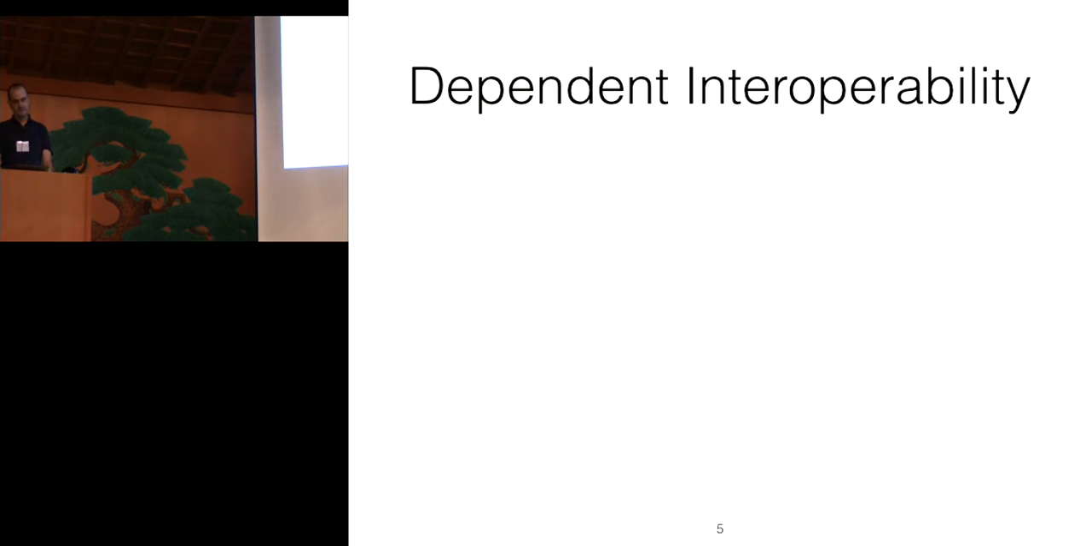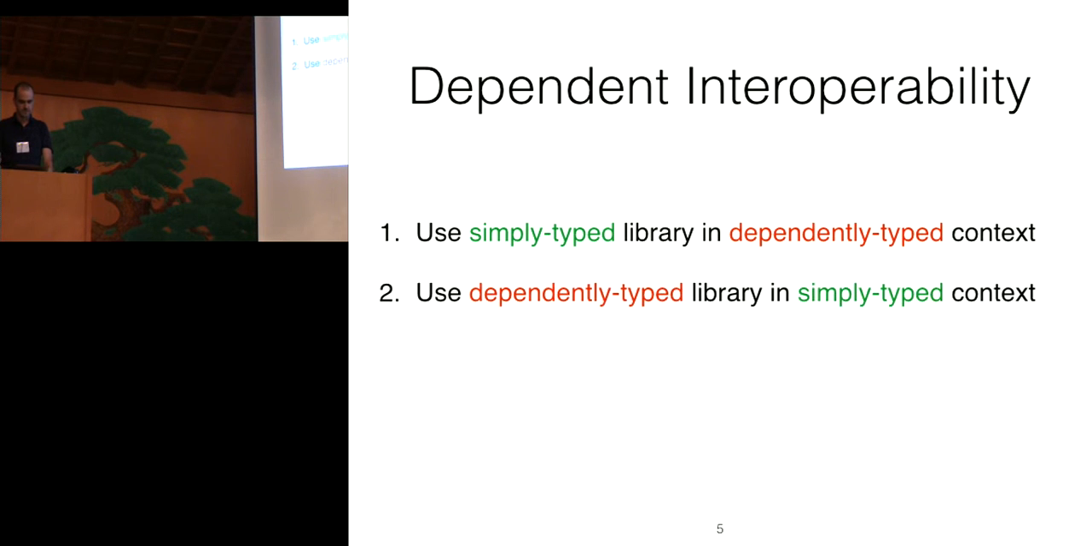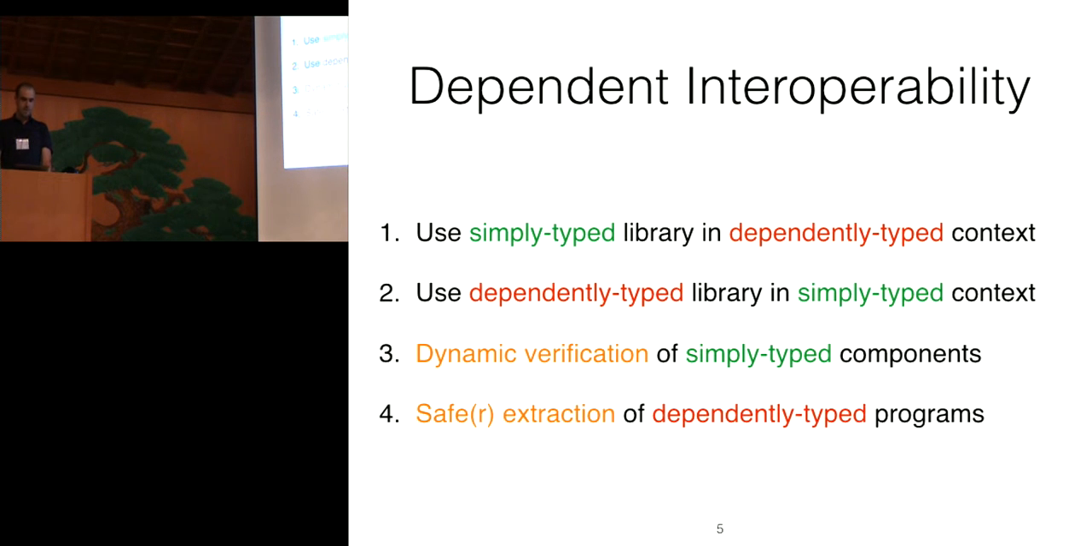So why would you want to do that? There are different use cases for that. You may have, let's say, a simply typed library that works on lists that you want to reuse in a dependently typed context. Or vice versa, use a dependently typed library in a simply typed context. I'll show you that you can even combine both to actually embed dynamic verification in simply typed components through types. And you can use that to make extraction of dependently typed programs safer.